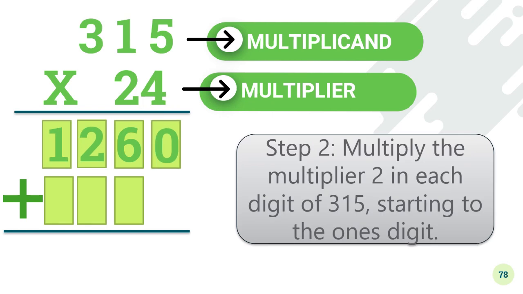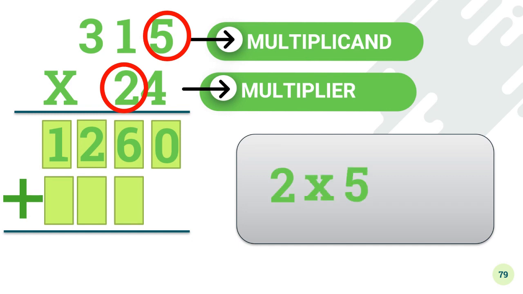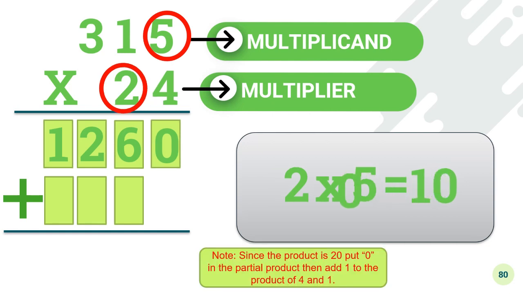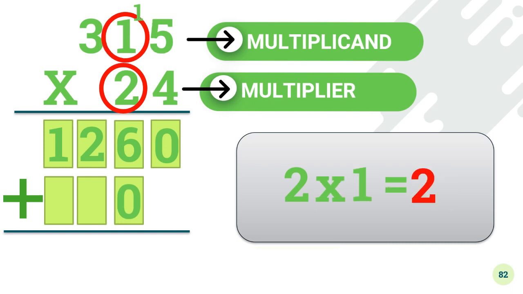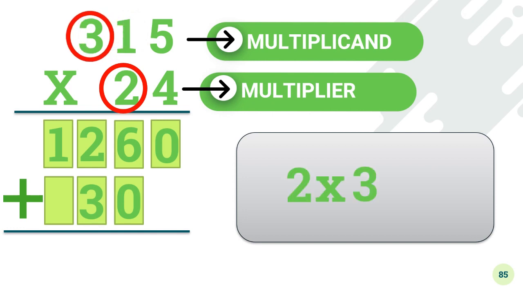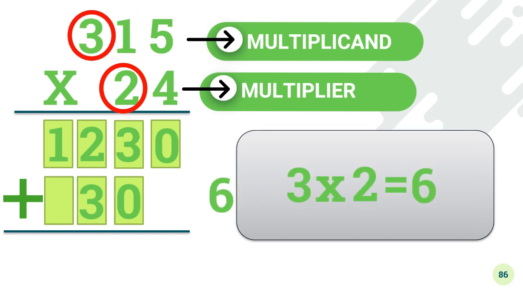Step 2. Multiply the multiplier 2 in each digit of 315 starting to the ones digit. So we have 2 times 5 is 10. Since the product 10 is a 2-digit number, put 0 in the partial product, then add 1 to the product of 2 and 1. Remember that in writing the partial product, leave the ones place blank since the multiplier 2 is in the tens place. Then 2 times 1 is equals to 2 plus 1 is equals to 3. And 2 times 3 is equals to 6.